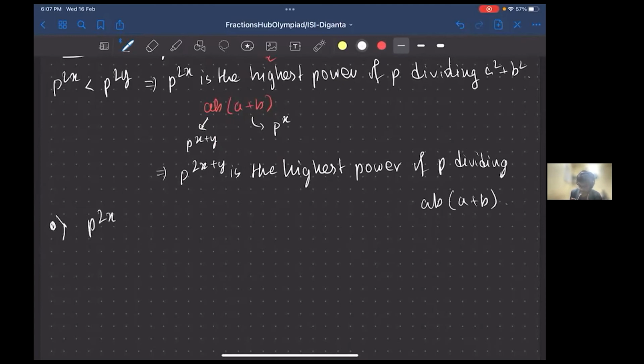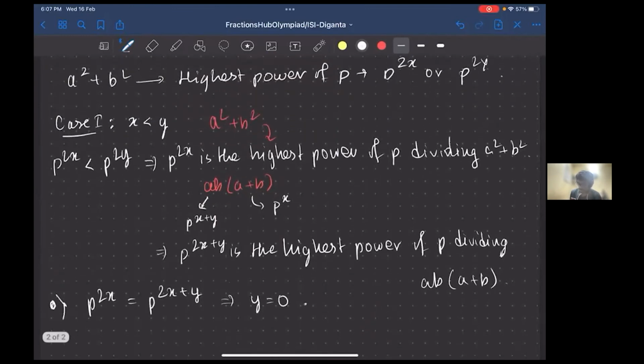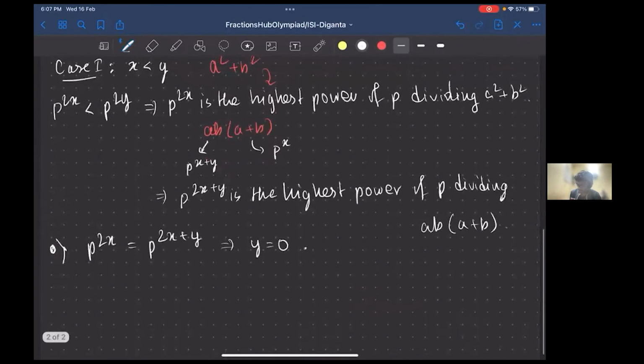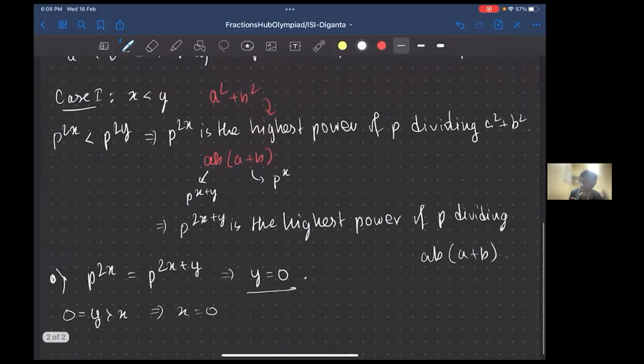Okay, so if this happens, we have the following. p power 2x is the power on the left hand side. This should be equal to the right hand side power, which is not p power 2x, which is p power 2x plus y. So this implies y must be 0. So this is not right, right? Because we have taken x to be less than y. This implies y is greater than x, and y equals 0, implying x is also 0, right? So this is not possible, and we didn't lose any generality here.